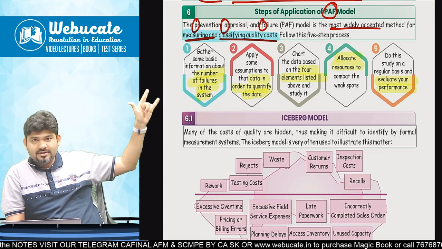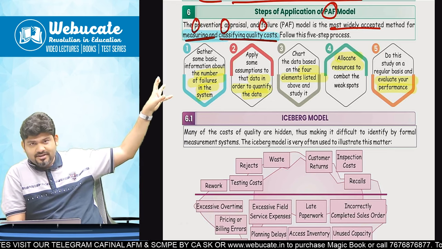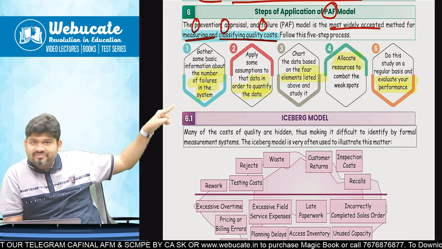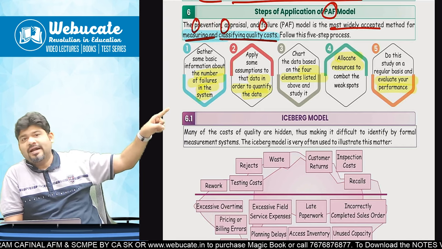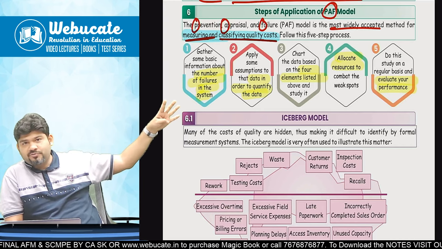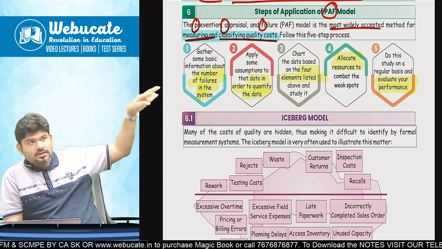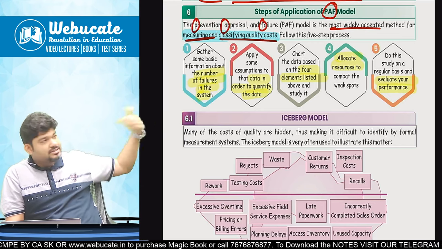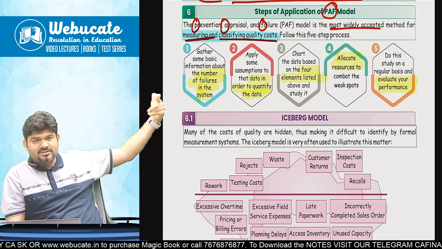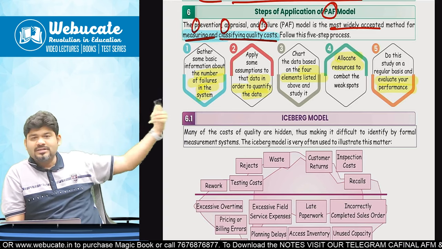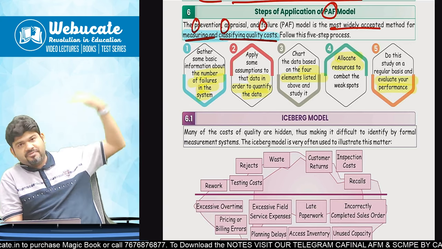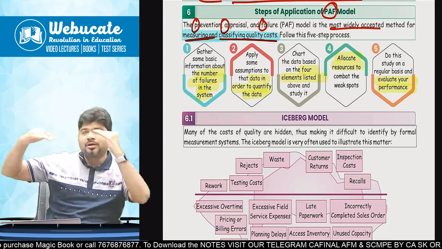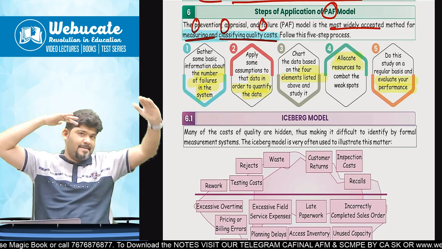What is it? Find out the number of failures. Once you know the number of failures, seek the data relating to that. Divide it into the 4 parts that we have just studied. Then allocate the resources to ensure that your prevention and appraisal focus is there. And then finally keep on doing this so that your performance will keep on getting better.